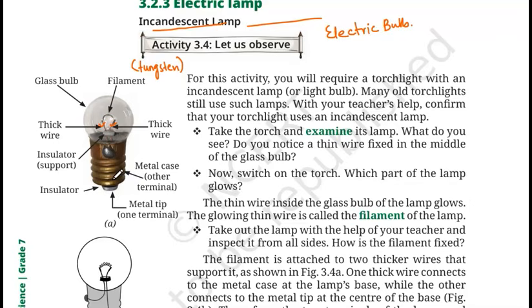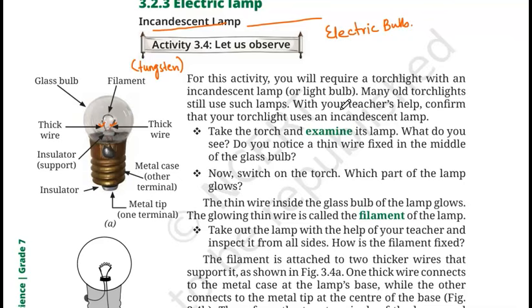So we have two terminals, one that is connected to the metal case and the other that is connected to the metal tip. And again, between the metal case and the tip, you see there's a small insulator. All right. So this is a labelled diagram of an electric lamp which is used in a torch.